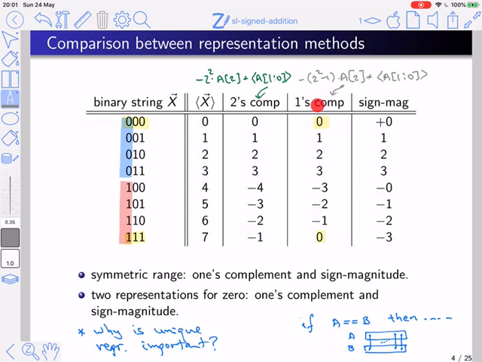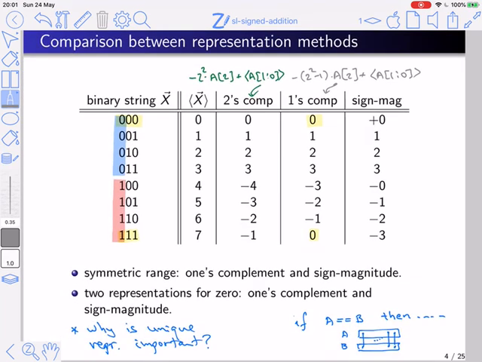Let's talk about one's complement representation. Recall that in one's complement representation, the weight of A2 is minus 2 to the power of 2, minus 1, which is minus 3. So if the most significant bit is 0, then this part becomes 0. We're left with this part, and it's identical to what we have in two's complement, which is identical to what we have in binary. So all three representations agree in these four cases. Now let's consider the most significant bit being equal to 1. Its weight is minus 3, so we have minus 3 plus 0, it's minus 3, minus 3 plus 1, it's minus 2, minus 3 plus 2 is minus 1, and minus 3 plus 3 gives us 0.